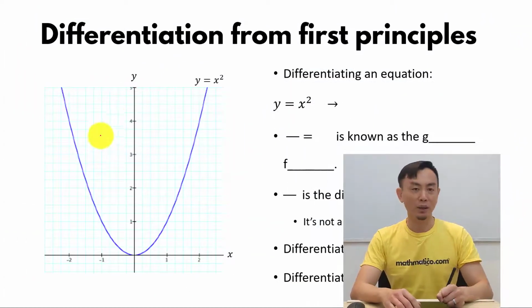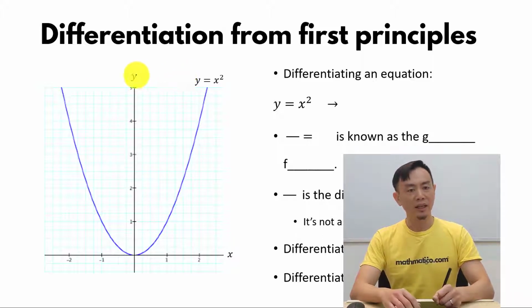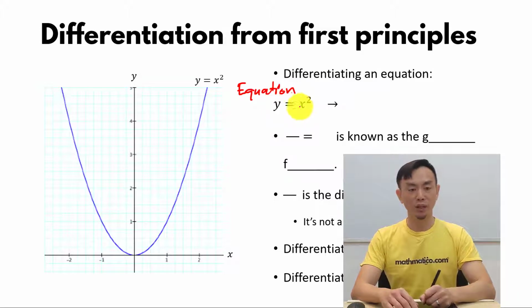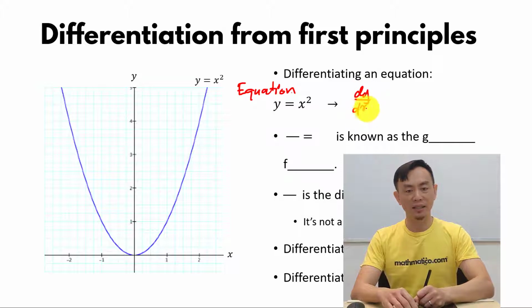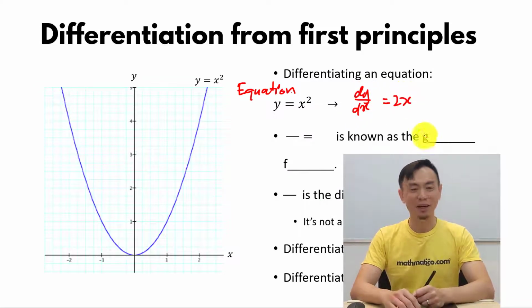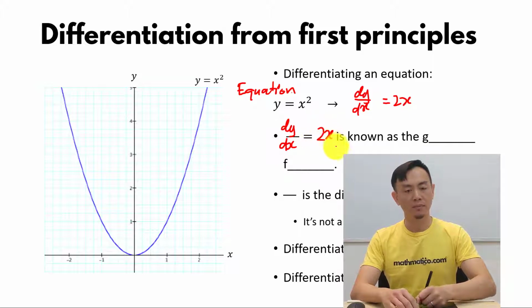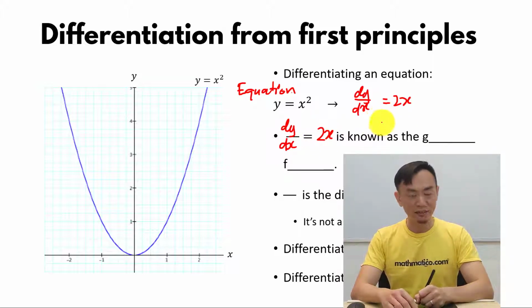Let's say we have the graph y equals x squared. So as you can see here, this is the equation of the graph. This y equals x squared is the equation. When we differentiate this equation, y equals x squared, we get dy by dx is equal to 2x. How do we get this? I'll explain later. But this dy dx here, equals 2x, is known as the gradient function.